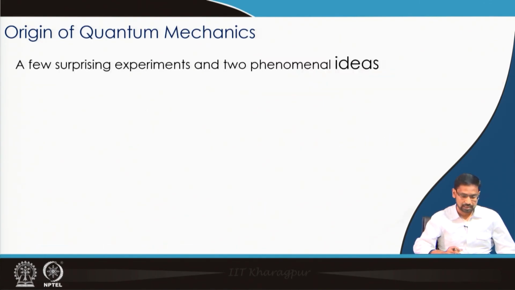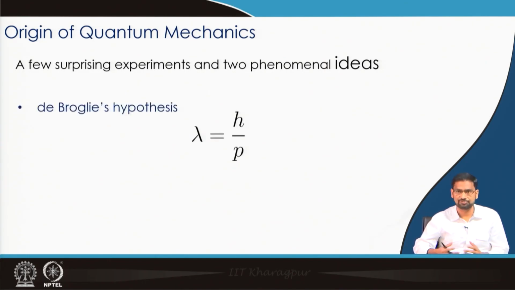Now, we will discuss, apart from these three experiments, there are two great theoretical ideas, which were not really inspired by or compelled by experiment, but were ideas of their own which were groundbreaking and phenomenal. The first of them is the so-called de Broglie's hypothesis. Remember, when we were discussing the photoelectric effect, we said that Einstein suggested that light, which is typically believed to be a wave, has particle-like nature.